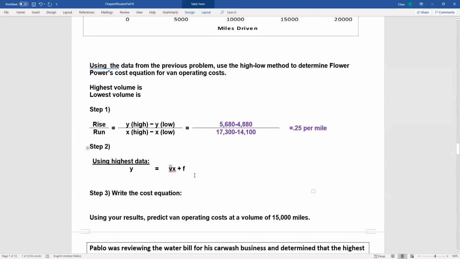And then step 2, you can write down the highest point, or you can use either point, but we can use the highest point. 5,680 is Y, and then Y will be equal to, what is V? V is 0.25, we just figured it out here. And then X for the 5,680 is 17,300, okay? And then plus F. If you use this equation, you can figure out F.